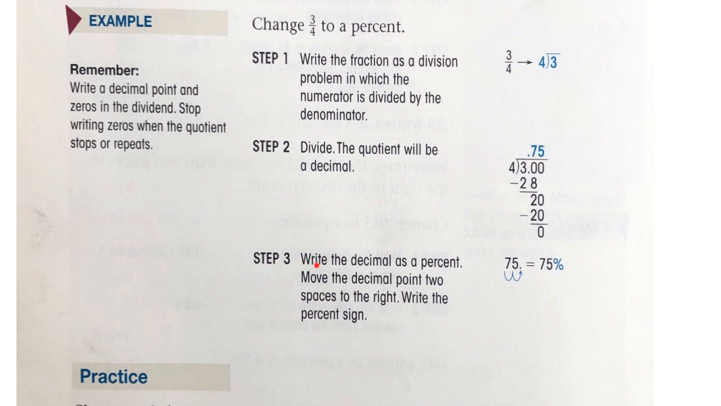Step 3, write the decimal as a percent. Move the decimal point 2 places to the right and put a percent sign.